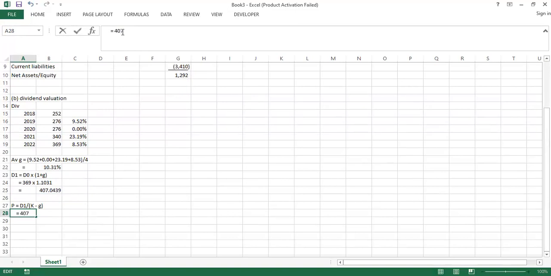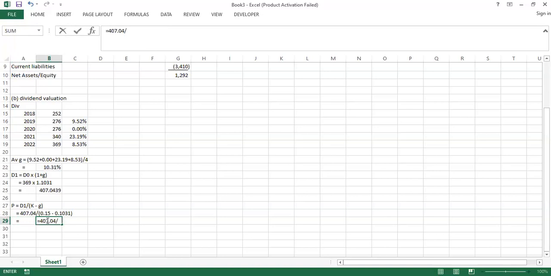So it's 407.04 divided by, so our KE is given there. Let's see how much our KE is. So I'm quickly going to the question there. Right, so our KE is 15%, I think we read that together. So if it's 15%, then it's 0.15, then minus what? Minus our G. So our G is 0.1031. So based on our calculation now, we can estimate the value of this share to be 407.04.